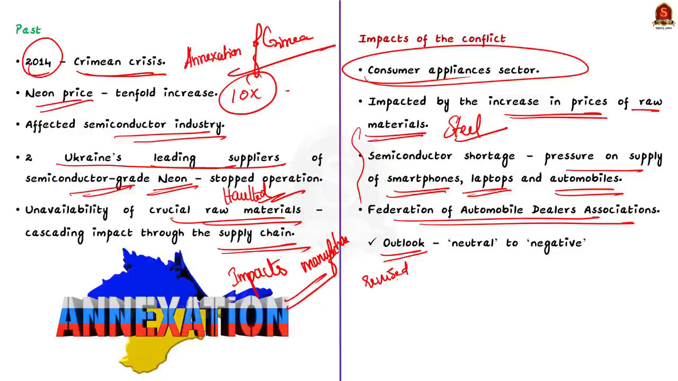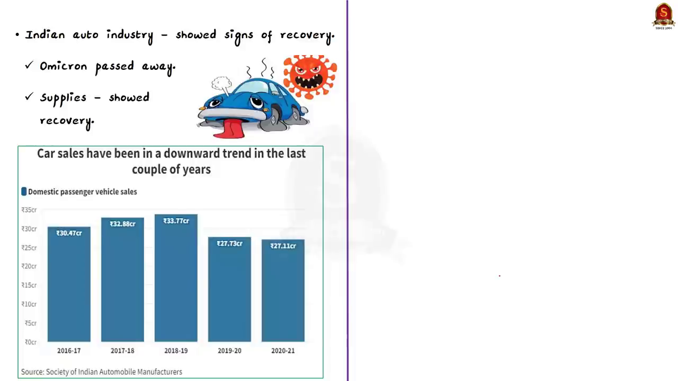What is that revision? See, it had revised its outlook downwards from neutral to negative. And this is amid the concerns over the impact of the Ukraine conflict on the automobile supply chain. Now, the worrying factor here is Omicron passed away without much impact and the supplies also showed signs of recovery. So, it looked like Indian automobile industry was going to recover.